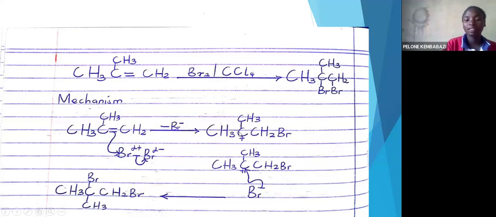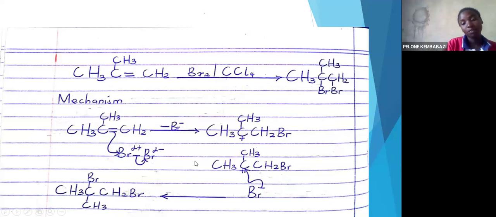So now, when we form the carbocation, this is a positively charged carbocation, and this bromide ion, which is now negatively charged, will attack this tertiary carbocation, and this bromide will also add itself to this carbon atom.